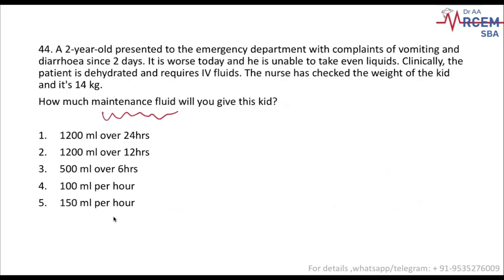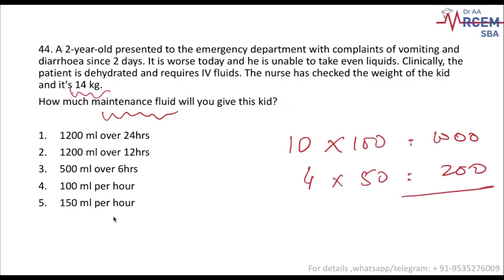They want you to calculate the maintenance fluid for a child of 14 kgs. So for the first 10 kgs, I'll multiply by 100, it becomes 1000. Next 4 kgs, I'll multiply by 50, it will become 200. So it is 1200 over 24 hours that needs to be given.